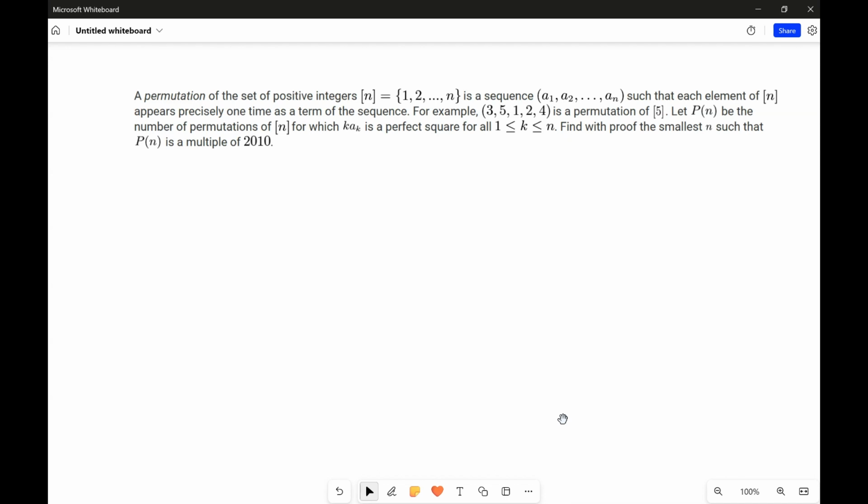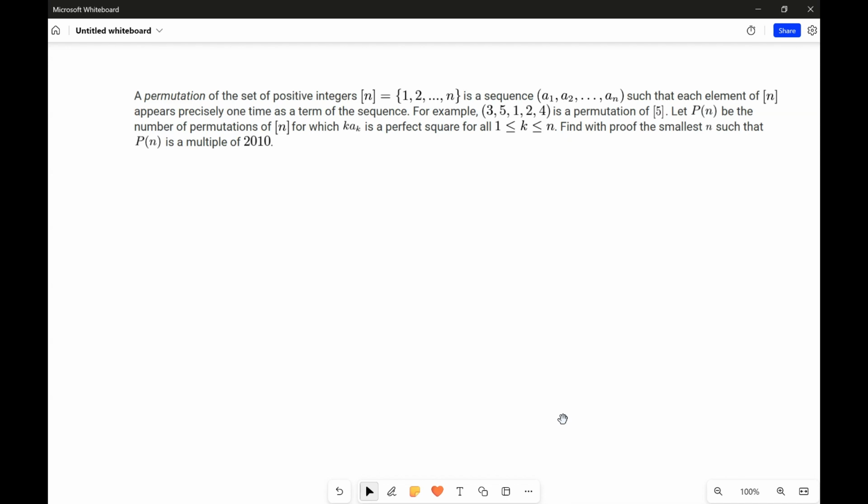Let P(n) be the number of permutations of {1, ..., n} such that k times a_k is a perfect square for all k between 1 and n inclusive. What we want to do is find, with proof, the smallest n such that P(n) is a multiple of 2010.